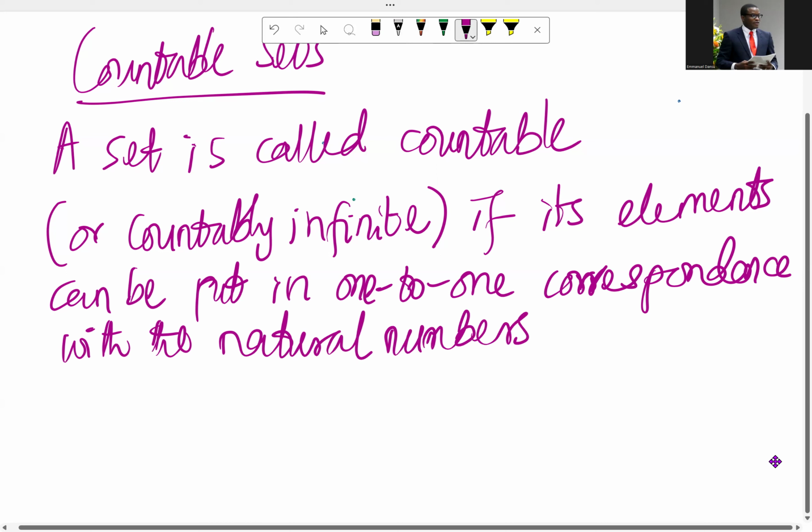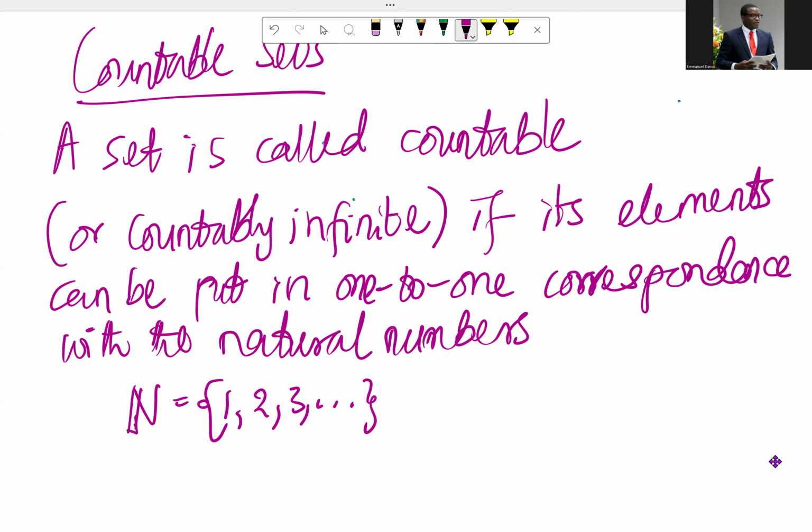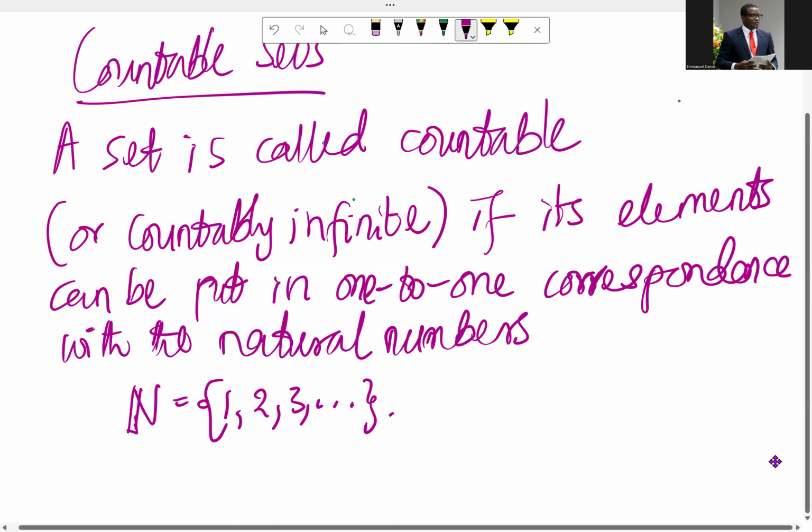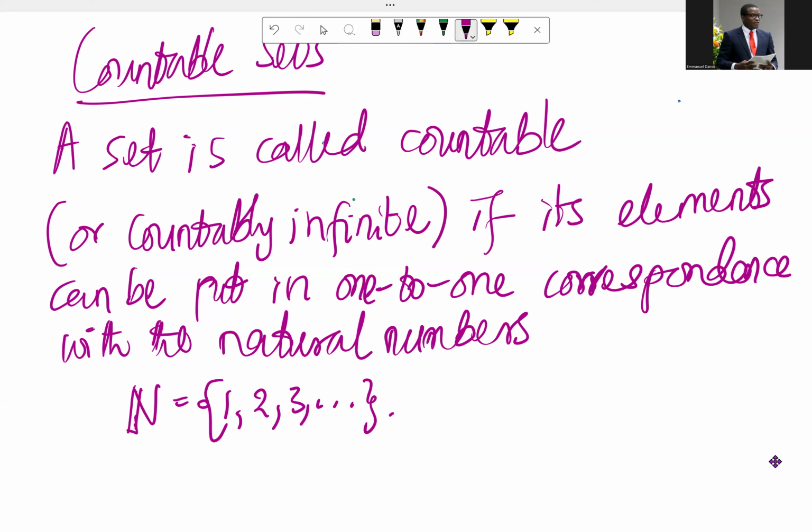Of course, the natural numbers, we have this fancy symbol for it, are the normal counting numbers 1, 2, 3, and so on and so forth. So if you can list a set to correspond with the natural numbers, then you can say that set is countable or countably infinite.